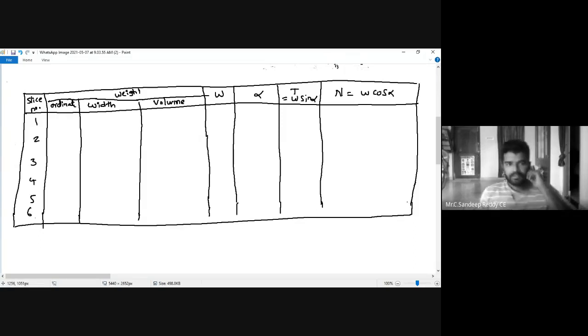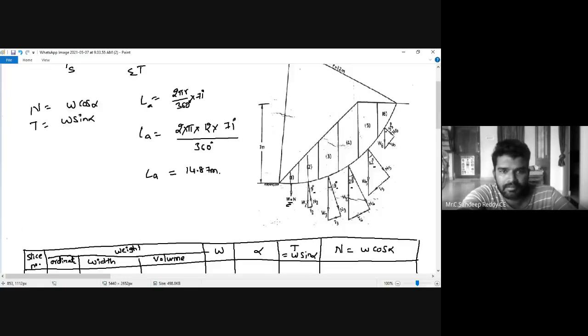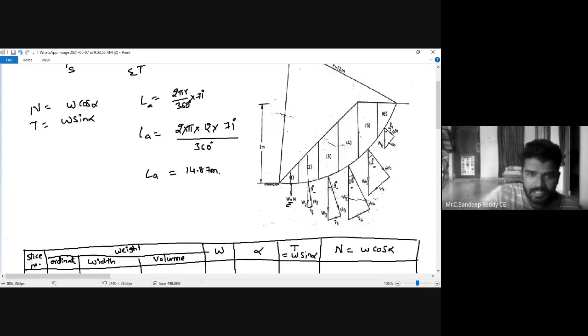For the first slice, what is the ordinate and what is the width? From this graph you can take the width of each slice and the height. This gives the area. Area into unit weight gives the weight of soil. So for each slice we have written it here.